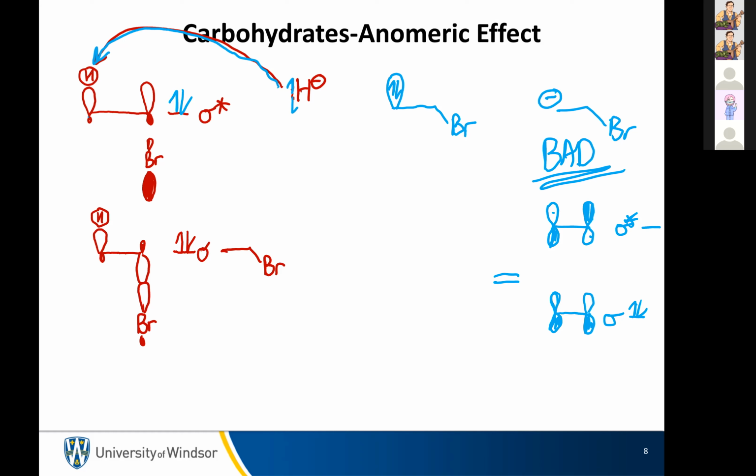Well, if we look at the antibonding orbital up here, and we think about the electrons being stuck in here, you know, that big juicy lobe over there looks an awful lot like a p orbital.